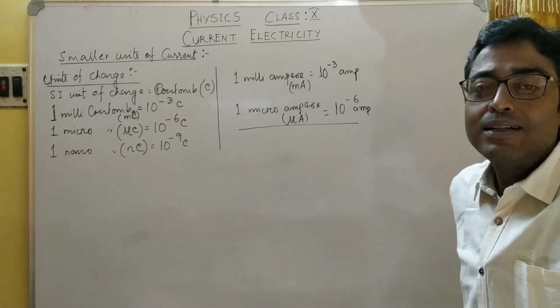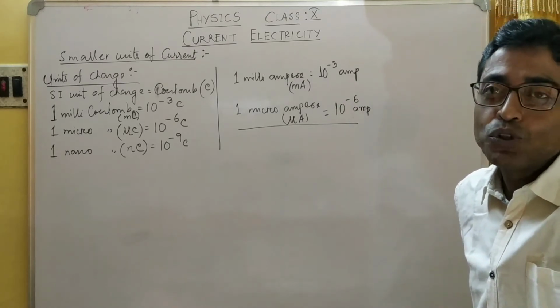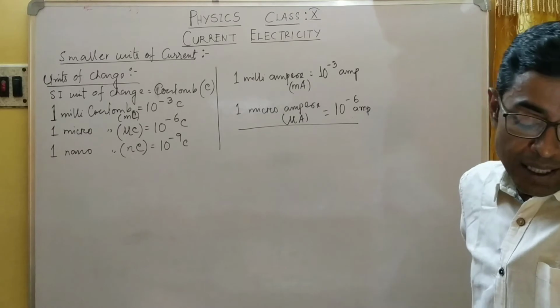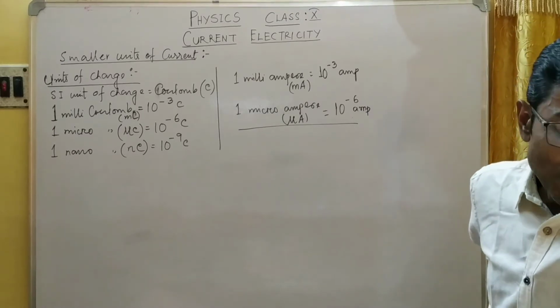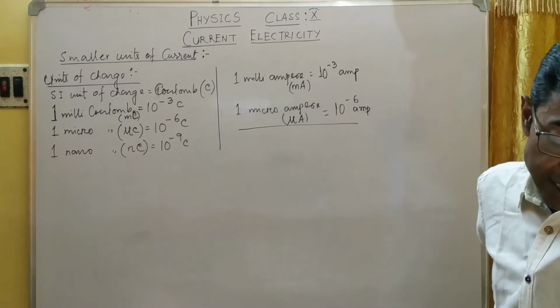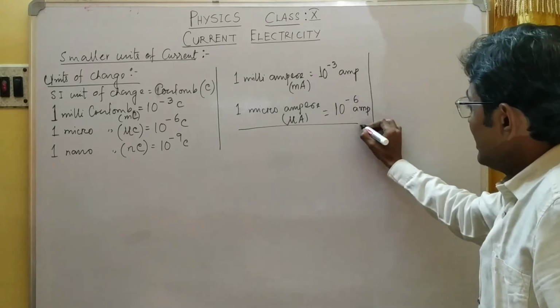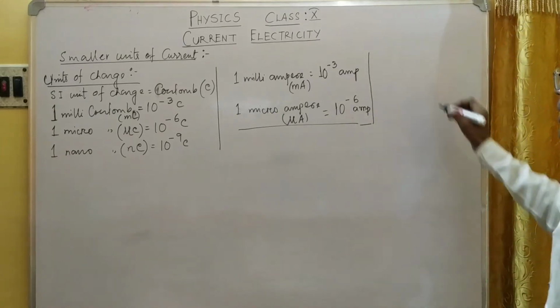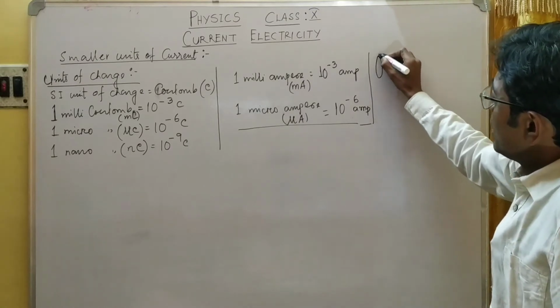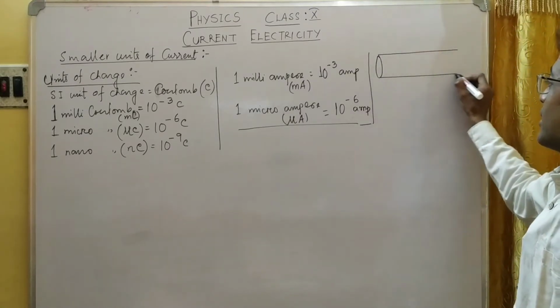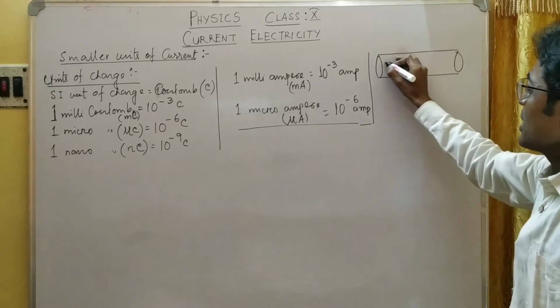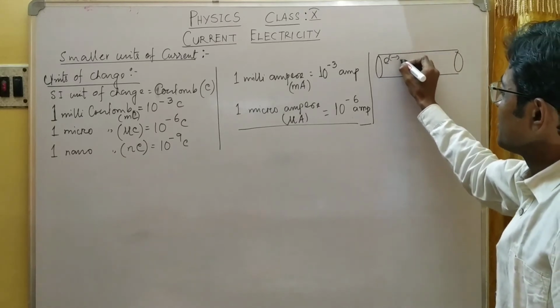Related to current, we have learned quantization of charge, and how many electrons constitute 1 coulomb of charge. Now we will learn a little about a conceptual thing. Look at it very carefully, you have to understand everything. Let us assume this is a conductor and electrons are flowing through it.